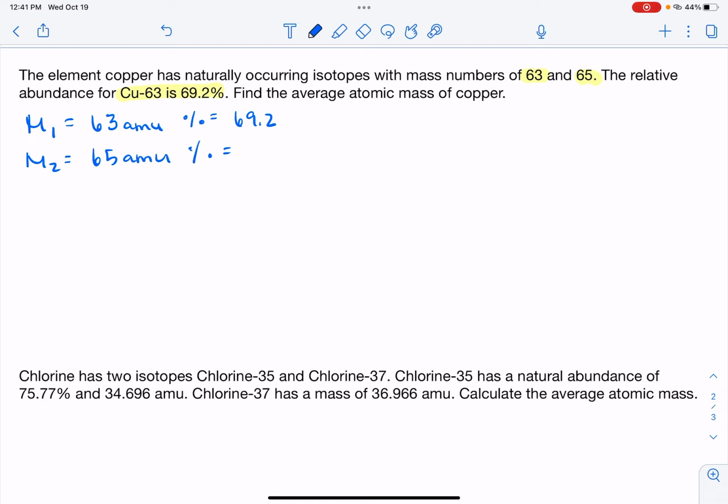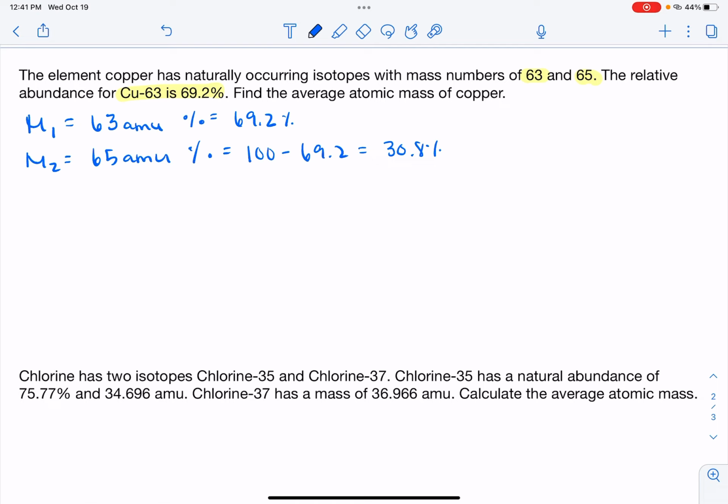But we do know something about percents that we learned in math class. We know that all percents add up to 100. So we can find the missing percent by doing 100 minus the other percent. So I'm going to do 100 minus 69.2. And that's going to give me 30.8%. And that's my percentage of my second isotope with a mass of 65.